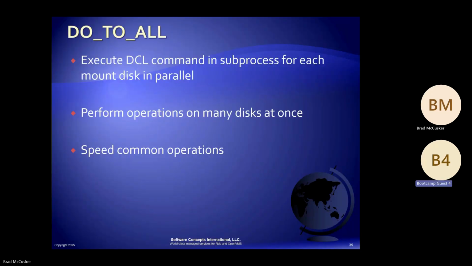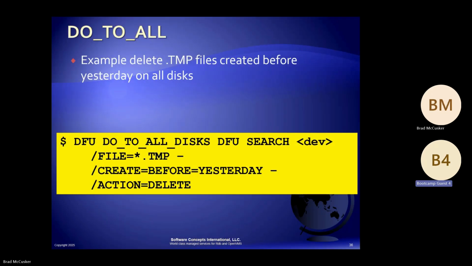Do to all is another really powerful management tool extension that we added. Basically, it allows you to perform operations on many disks at one time, and it does it in parallel operations. I'll give you another example of that. Here, this is just an example: you want to delete all the 10 files on your file system. It would be a command along those lines. So really what you're doing is, if you do to all disks, search the device and then file, the whole command.